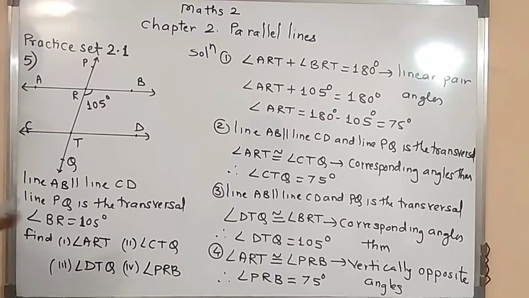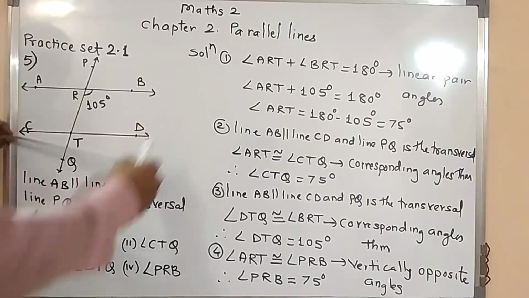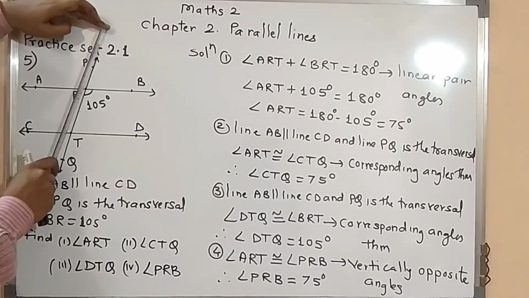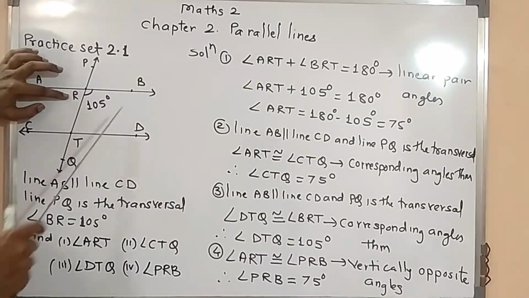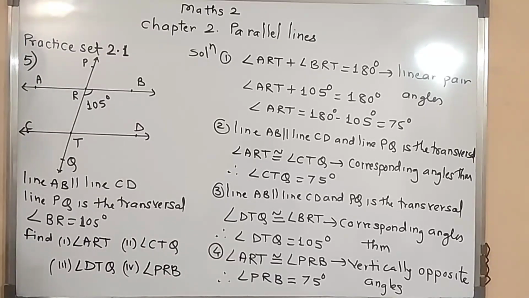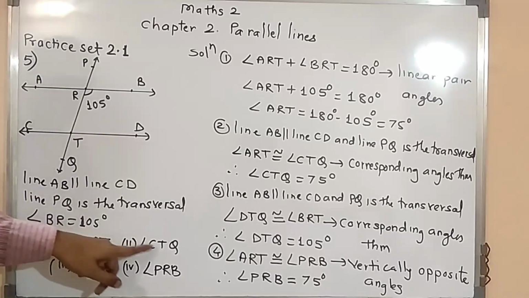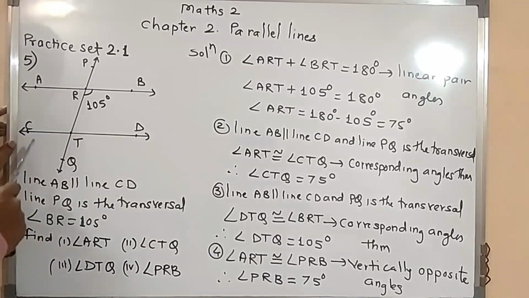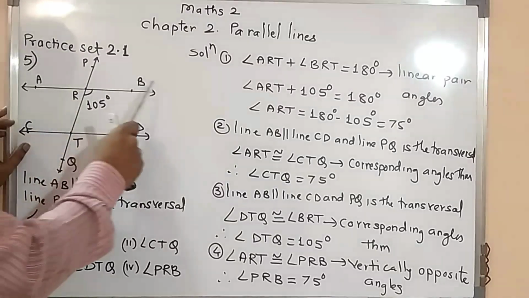Question number 5. Line AB is parallel to line CD and line PQ is the transversal, intersecting these two lines at points R and T respectively. Angle BRT is 105 degrees. What do I have to find out? Angle ART. Where is angle ART? Angle CTQ, then angle DTQ and angle PRB.